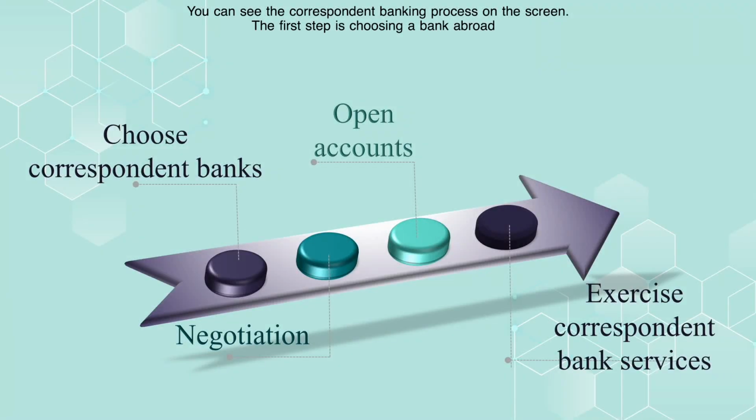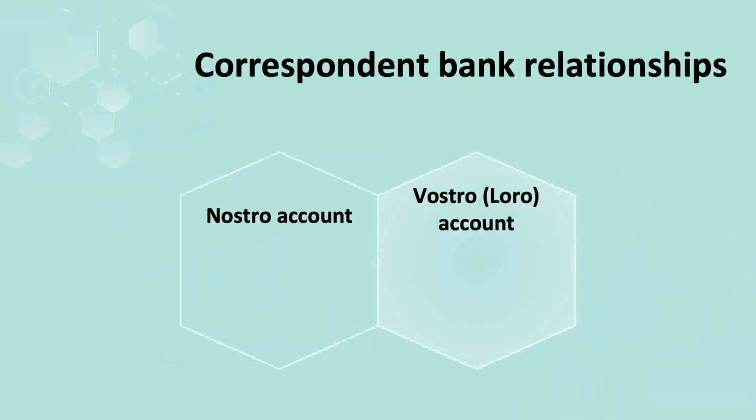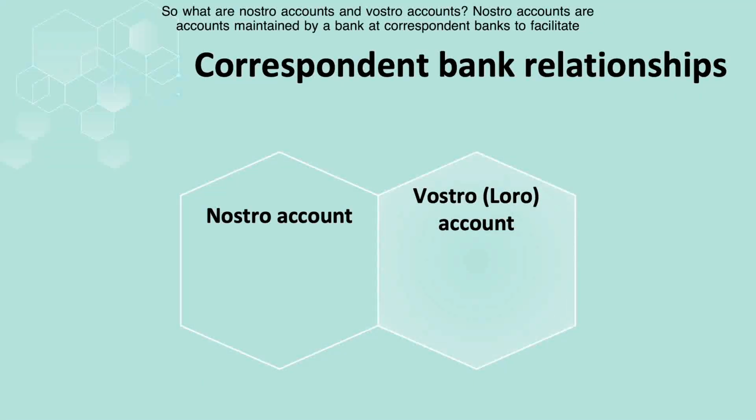You can see the correspondent banking process on the screen. The first step is choosing a bank abroad to be the correspondent bank. It should be a high reputation and popular bank in foreign countries. The second step is the negotiation of the correspondent banking contract. After that, banks will open accounts at the correspondent bank. These accounts are called Nostro and Vostro accounts. And finally, banks will provide correspondent banking operations under the terms and conditions in the correspondent banking contract that has been signed.